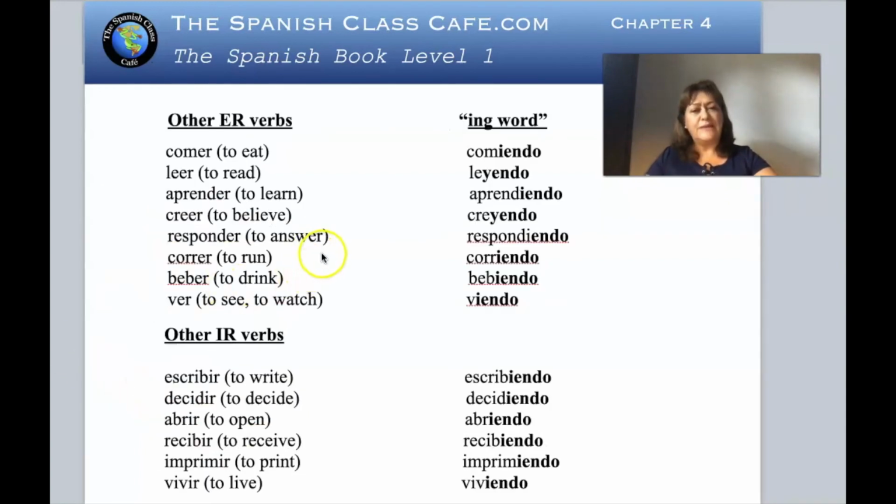Now we have here some examples again of ing words for ER. Comer, comiendo, leer, leyendo, is double E here. Aprender, aprendiendo, creer, creyendo, responder, respondiendo, correr, corriendo, beber, bebiendo, ver, viendo. Now the IR verbs, escribir, escribiendo, decidir, decidiendo, abrir, abriendo, recibir, recibiendo, imprimir, imprimiendo, and vivir, viviendo.